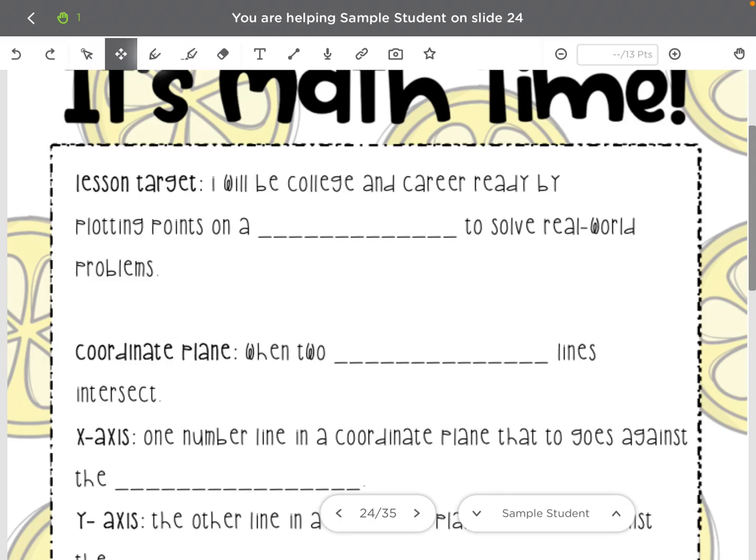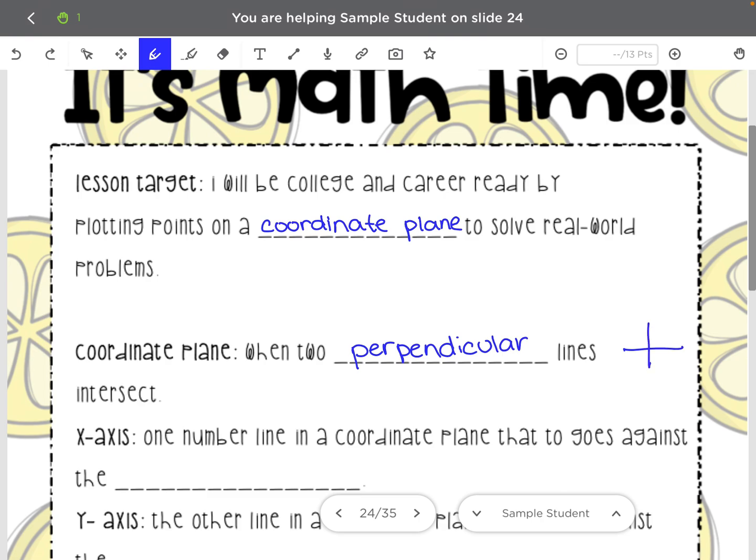Okay, so our goal today is to be college and career ready by plotting points on a coordinate plane in order to solve real-world problems. Coordinate planes are when two perpendicular lines intersect. So if you look at the image right here, the two lines are meeting, they're intersecting.